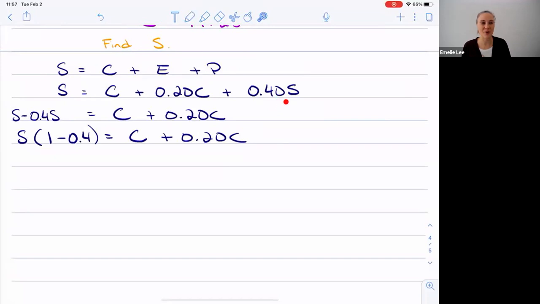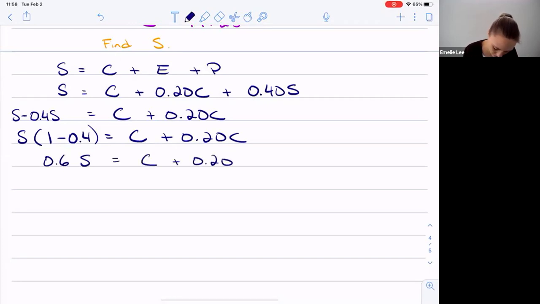Notice that this 0.40 or 0.4, it doesn't matter. Sometimes I like to emphasize that it's 0.40, 40%, but here all of a sudden I've dropped it, so it's okay. It's important that you have 1 minus 0.4, or even if you say S minus 0.4S, you should land on 0.6S. So regardless of how you go about doing it, you should end up at 0.6 times S is equal to C plus 0.20C.